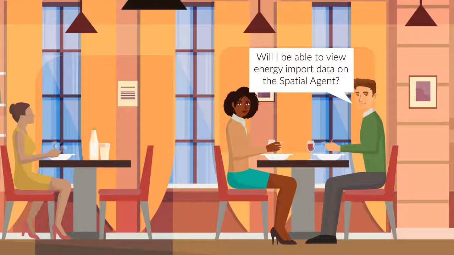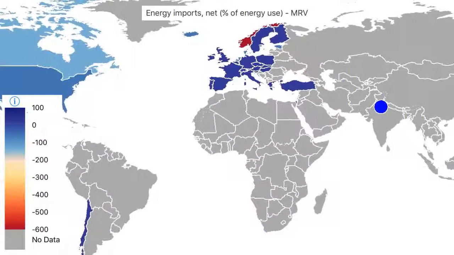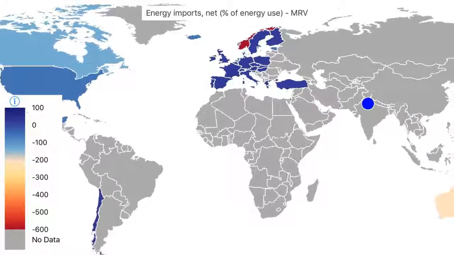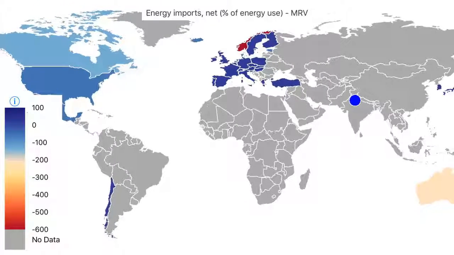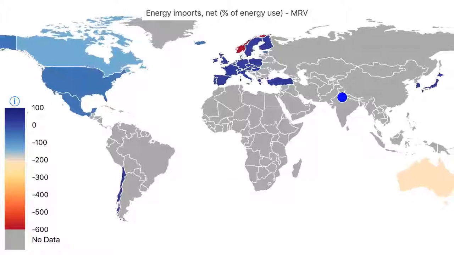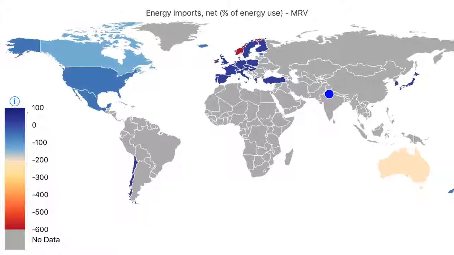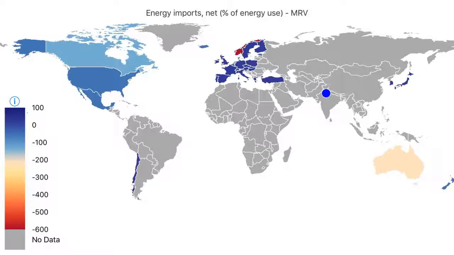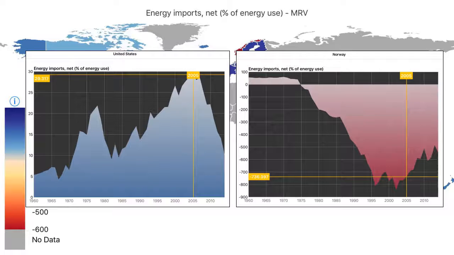Will I be able to view energy import data on the Spatial agent? Sure. The Energy Import Map shows global net energy imports. Energy use refers to the use of primary energy before transformation to other end-use fuels. A negative value indicates that the country is a net exporter. This data shows that in 2005, the United States had imported 26% of its net energy used. Norway had been a net exporter of energy in the same year.